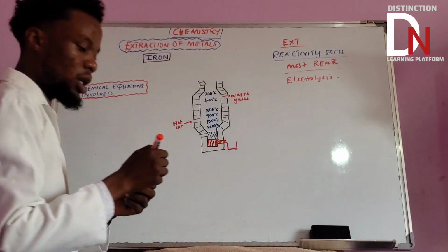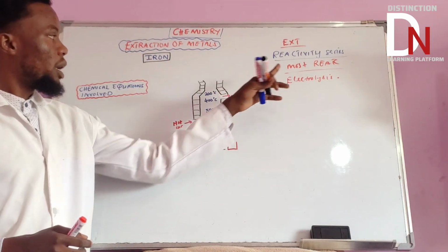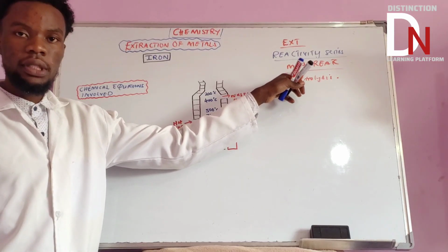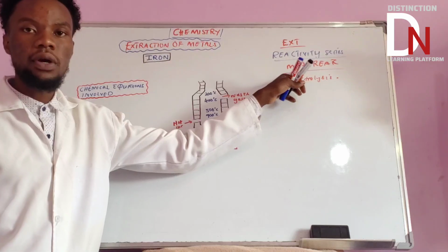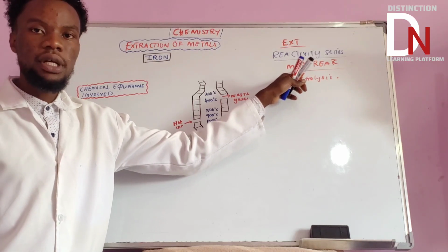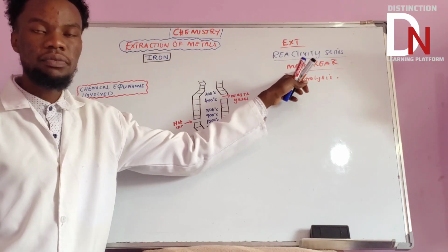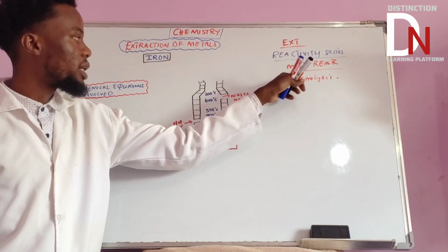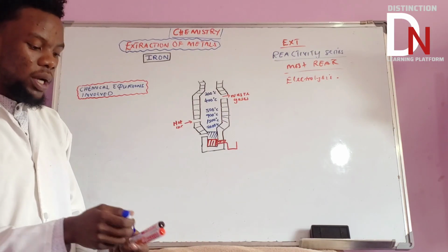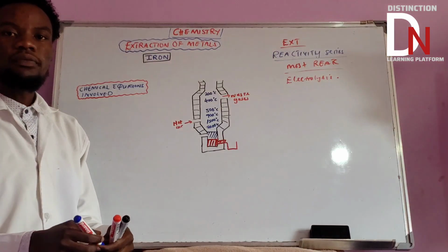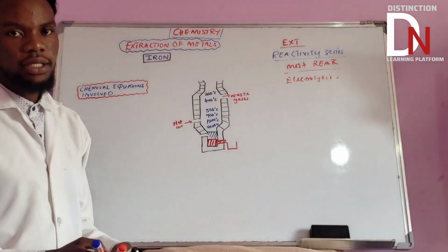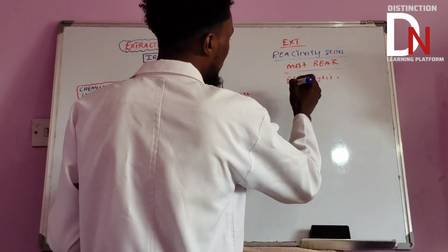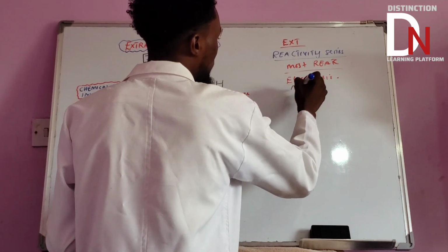Again, if you want to extract the most reactive metal, what method are you supposed to use? Electrolysis, where you use electricity in order to obtain that metal from that mix of minerals. You need to understand that. Now, what are good examples of the most reactive metals? You can just pick two or three. You can talk about sodium.